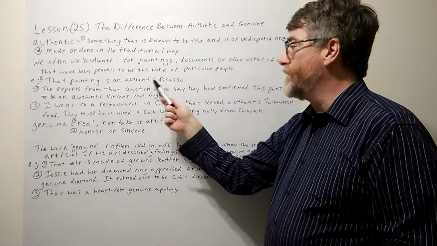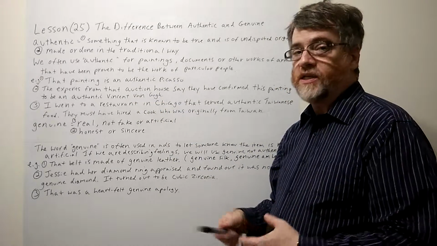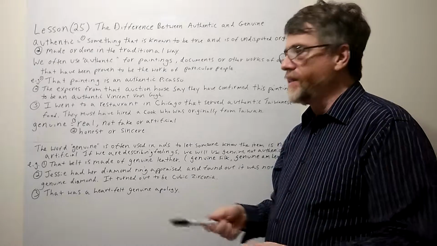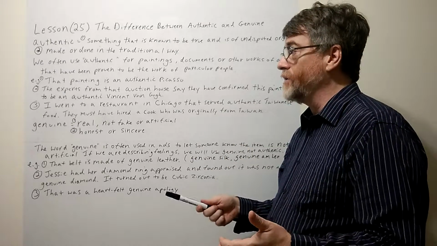That painting is an authentic Picasso. Again, maybe they checked it. They checked his signature. They checked one of his styles. And if everything looks okay, they might give it the thumbs up. They might give it the okay that it's really a true one.